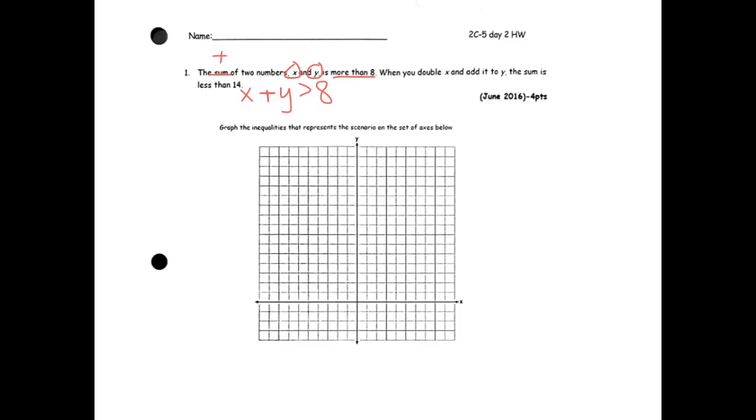Over on this side of town, when you double x, so that means 2 times something, and add to y, the sum is less than 14. When I double x and add it to y, that sum is less than 14. These are my two inequalities. The next step is to get them in slope-intercept form and then graph them.